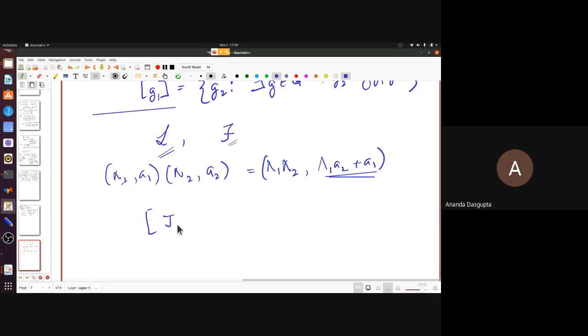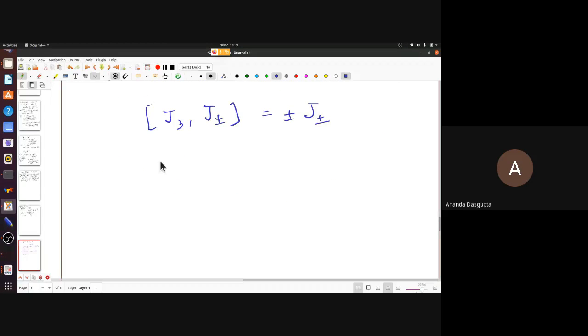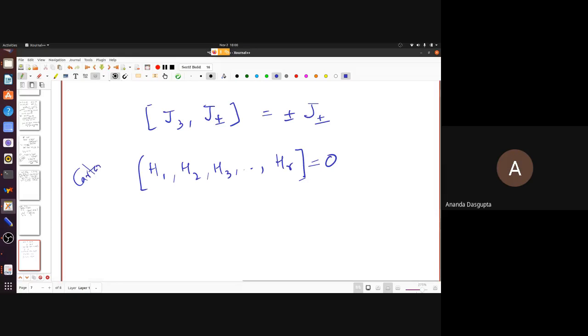So just to remind everybody else, in angular momentum, you have this, right? In a general Lie algebra, you might have a situation that you have operators H1, H2, say H3, maybe HR, all of which commute with each other. I'm writing this. So this is called the Cartan algebra. So those of you who do not know any Lie algebra, just think about this as some set of operators. And H1, H2, H3, HR all commute with themselves, and there are other elements which do not commute.